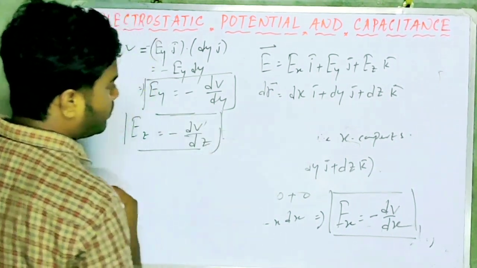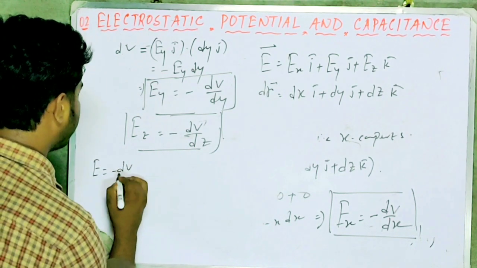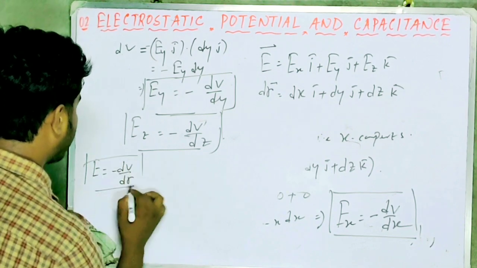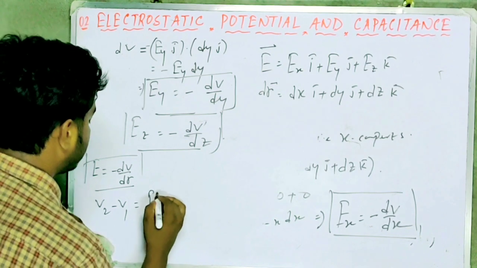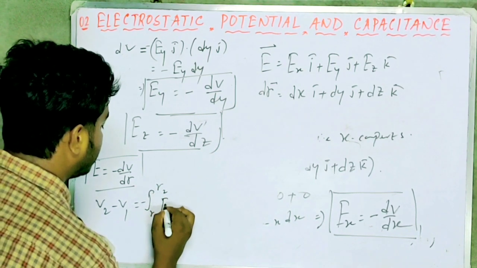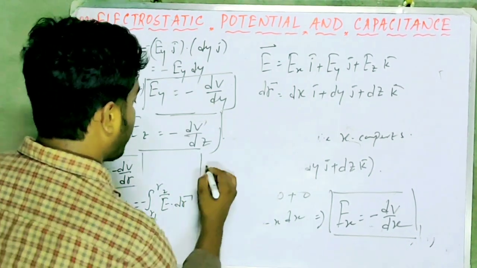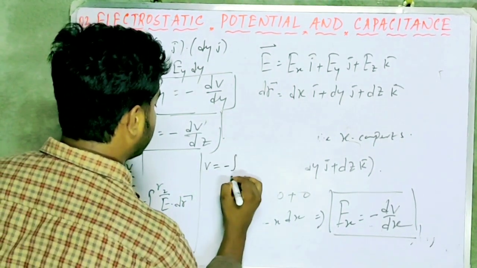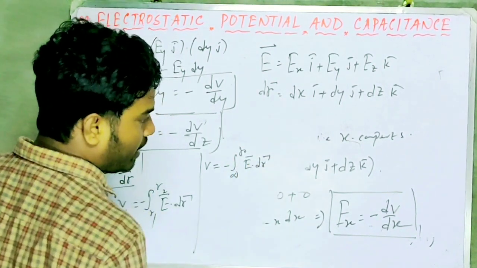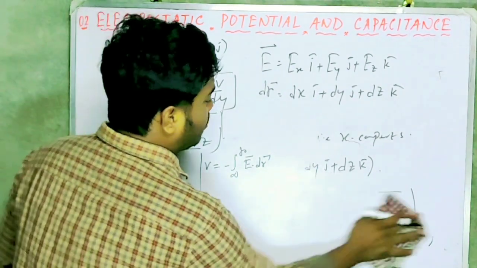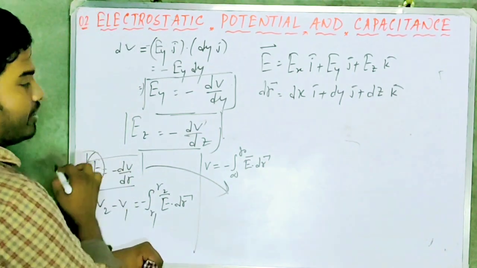So these are the forms of electric field. First formula we calculate, that is E equal to minus dV by dr. Then we calculate V2 minus V1 equal to integral from R1 to R2 of E dot dr. Then we calculate V, that is equal to minus integral from infinity to R of E dot dr. Clear?